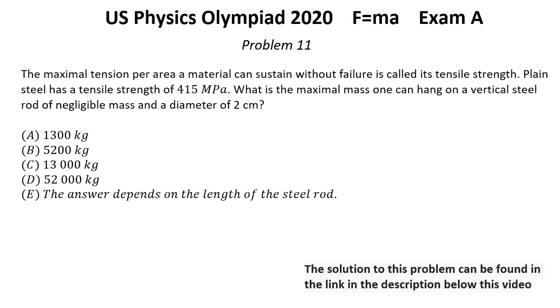Problem number 11. The maximum tension per area a material can sustain without failure is called its tensile strength. Plain steel has a tensile strength of 415 megapascal. What is the maximum mass one can hang on a vertical steel rod of negligible mass and a diameter of 2 centimeters?